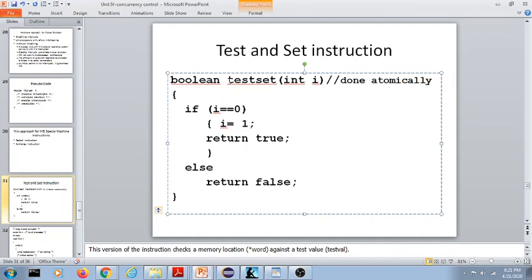So what this test and set will do is test that flag. If that flag is 0, that means the resource is available. It will return true to the process and it will make the flag 1, so that the other processes will get the flag equal to 1 and understand that the resource is busy. Else, if the flag value is not 0, or the I value is not 0, then it means the resource is busy. In that case, what will be returned? False will be returned.